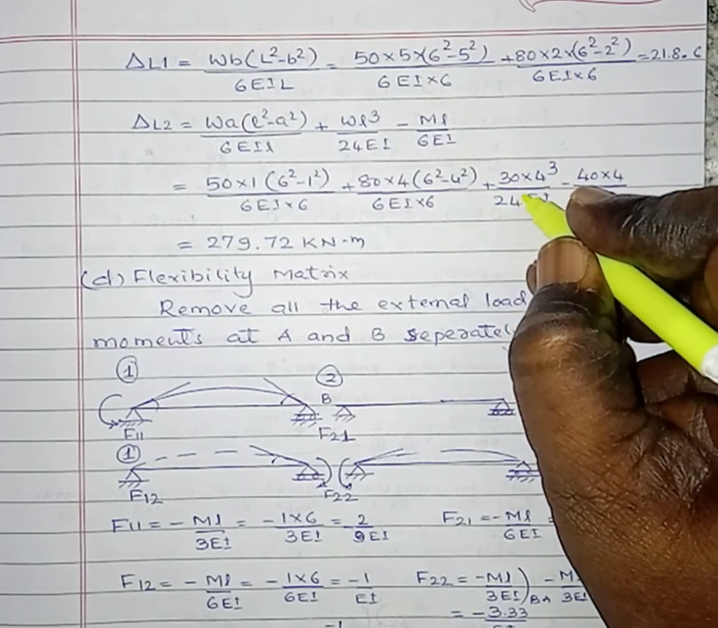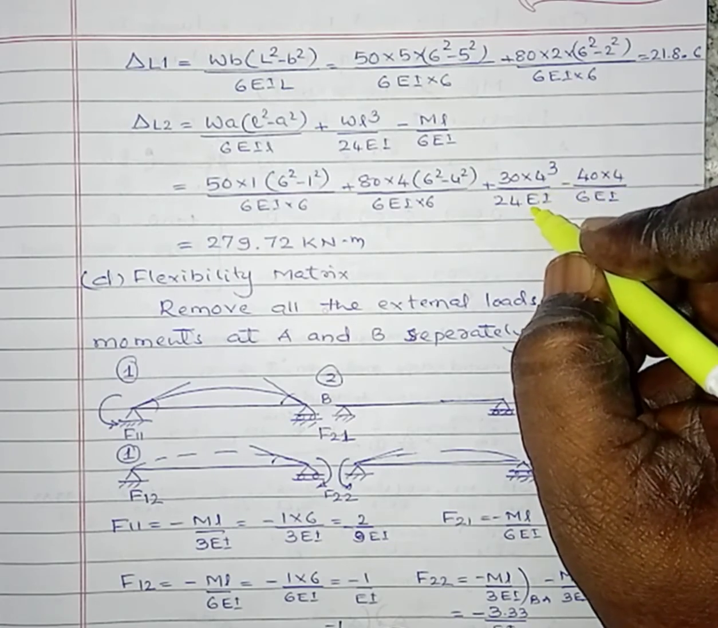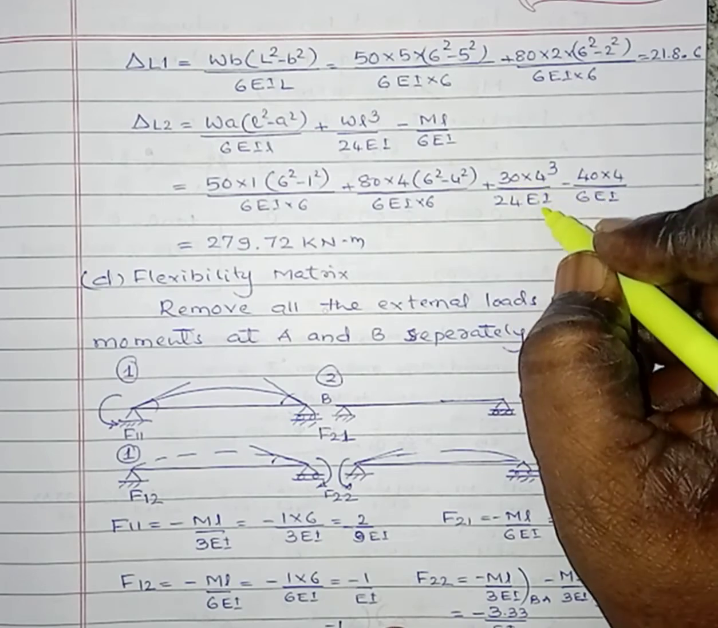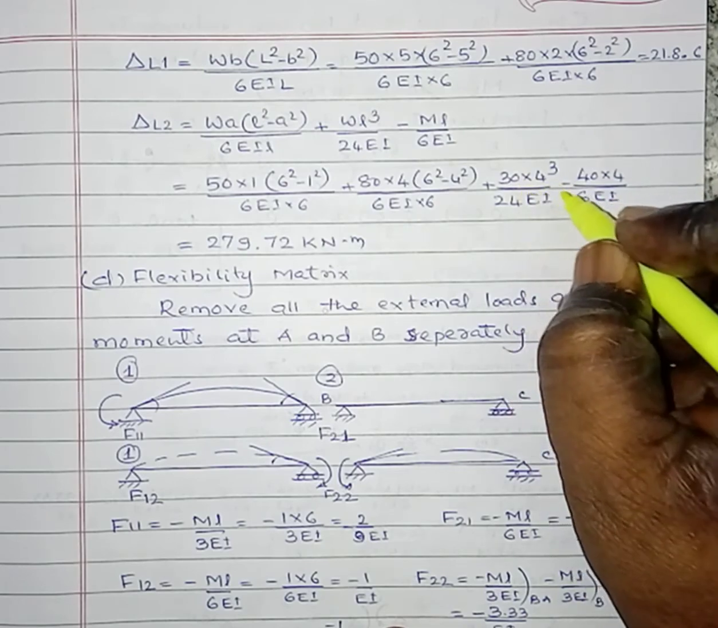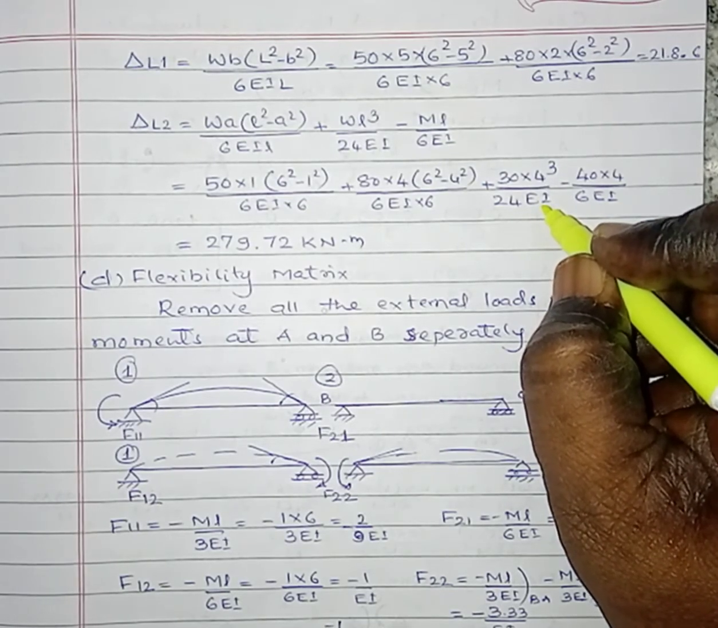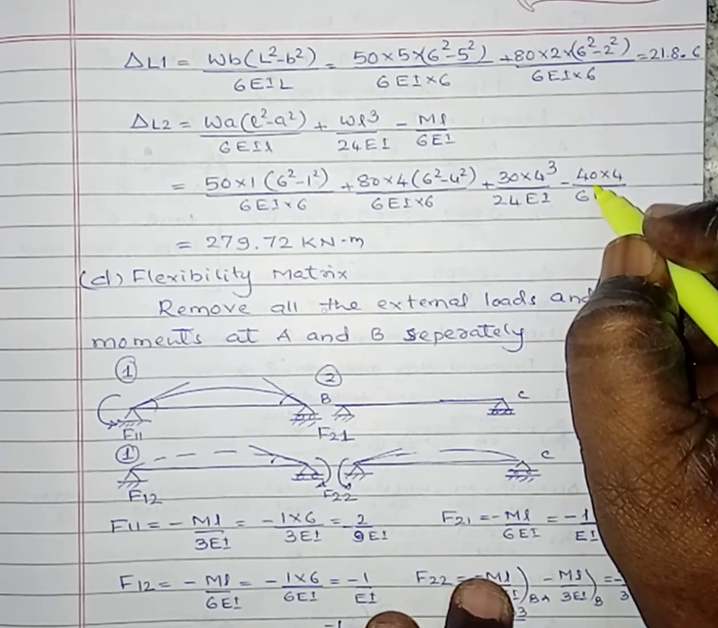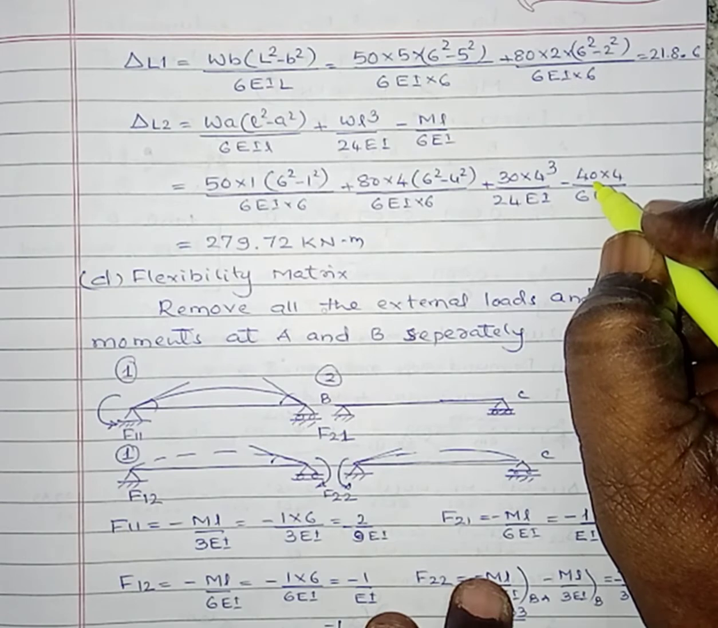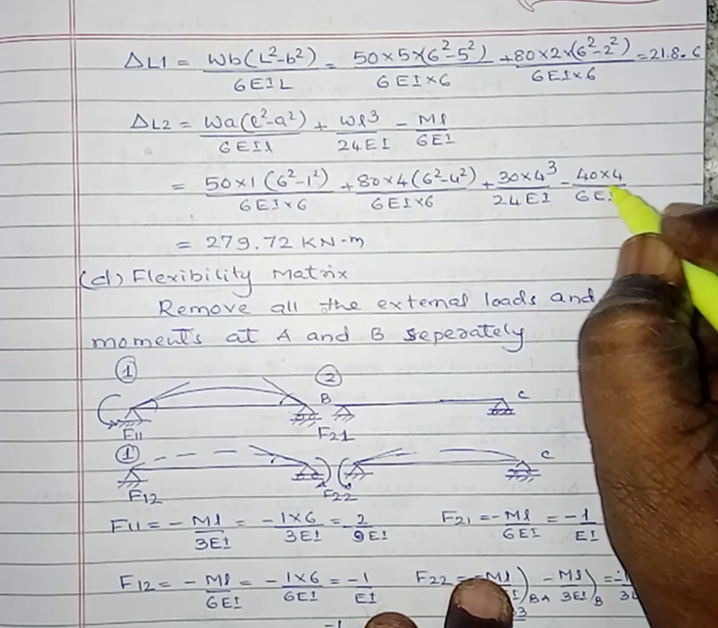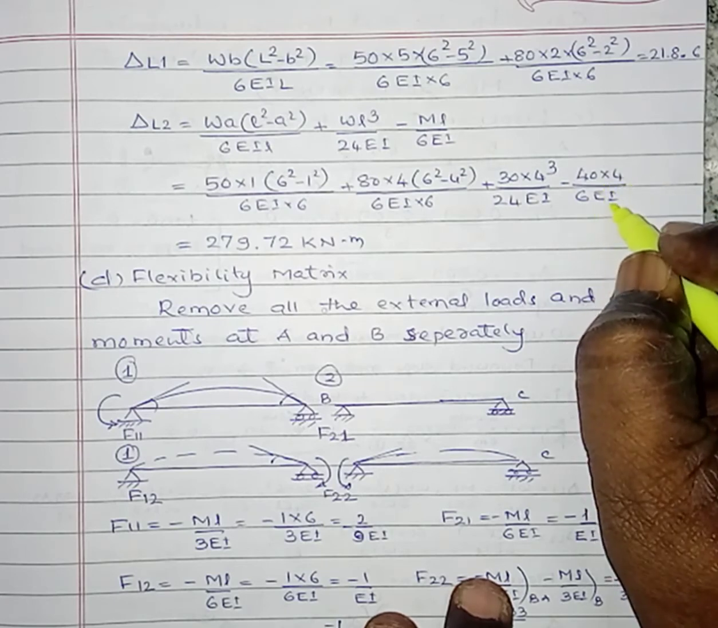plus in span BC due to UDL, that is WL cube divided by 24 EI, where W is 30 and L is 4 meter, that is 30 into 4 cube divided by 24 EI. That is the displacement at 2 due to the load in portion BC, that is due to the applied load. Similarly we have replaced the overhang with the hogging moment of 40 kilonewton meter. Due to that, the displacement at coordinate 2 is 40 into 4 divided by 6 EI.